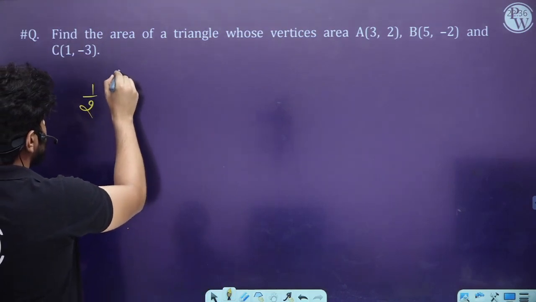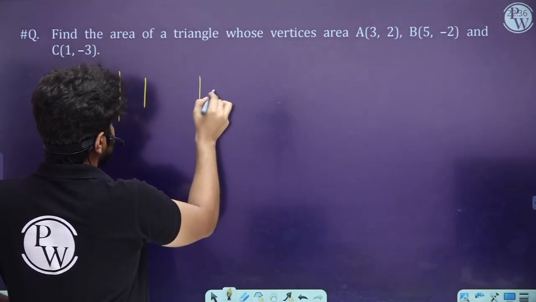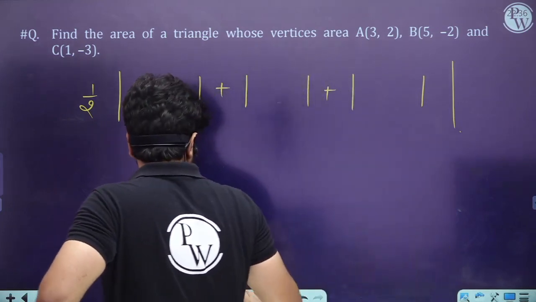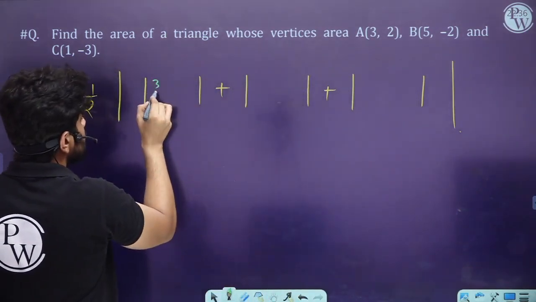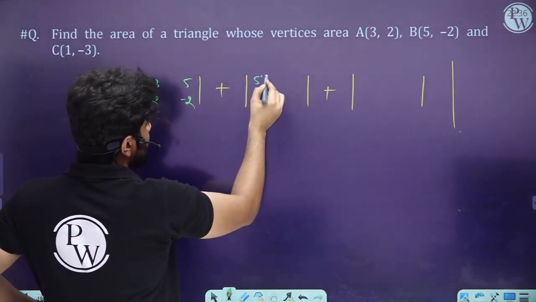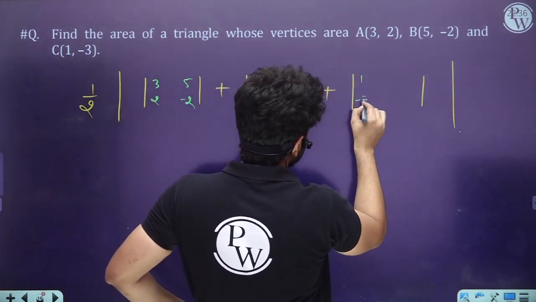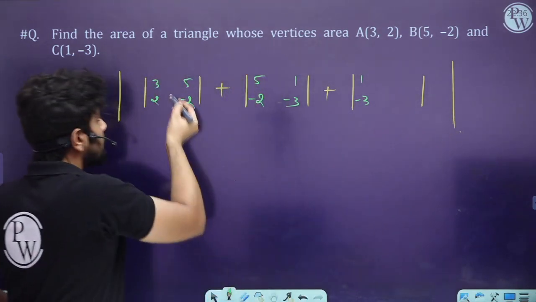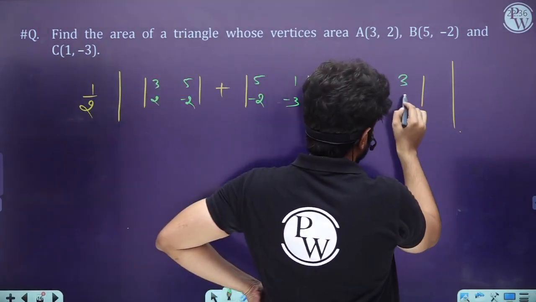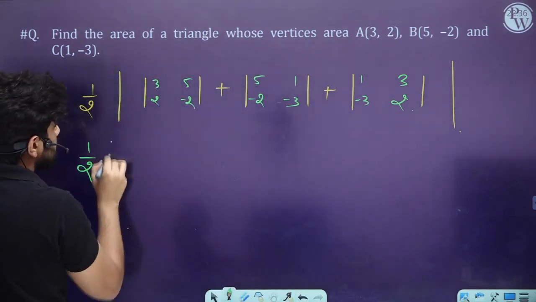So half times the modulus of three determinants: determinant 1, determinant 2, determinant 3, right? In the first determinant, write 3, 2 and 5, minus 2, that is x1, y1, x2, y2. Then again repeating with x2, y2, then x3, y3, 1, minus 3. Then starting with x3, y3, 1, minus 3, and ending with x1, y1 again, ending with 3, 2 again. So as simple as that. Now if you calculate this area, so half times modulus of this.